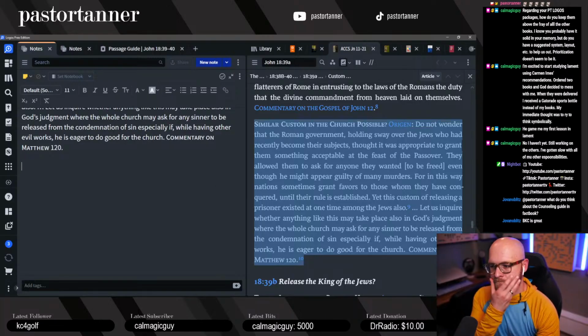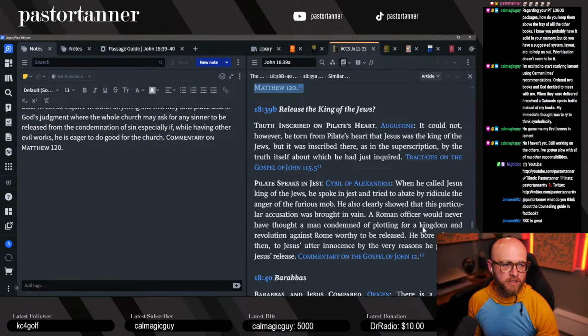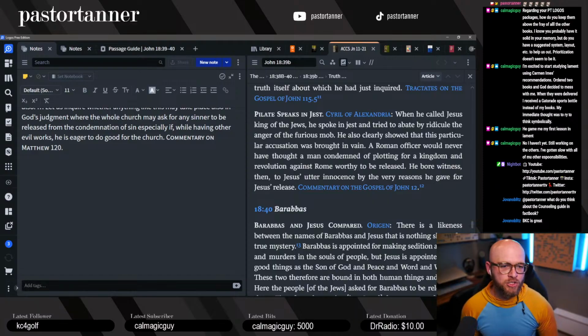Okay. Let's keep going here. Release King of the Jews. Augustine: It could not, however, be torn from Pilate's heart that Jesus was the King of the Jews, but it was inscribed there, as in the superscription, the truth itself about which he had just inquired. Pilate speaks in jest. When he called Jesus King of the Jews, he spoke in jest and tried to abate by ridicule the anger of the furious mob.